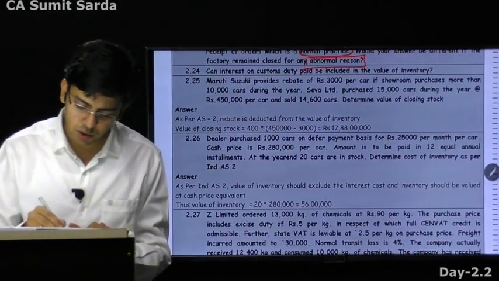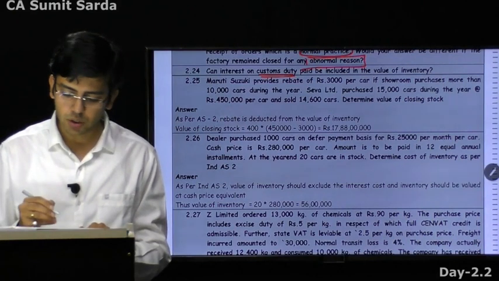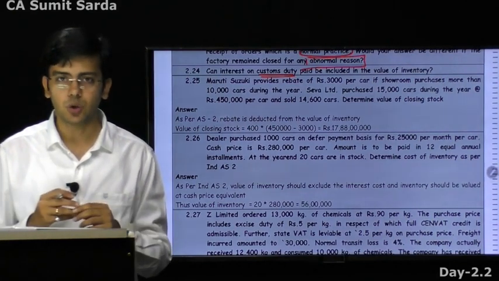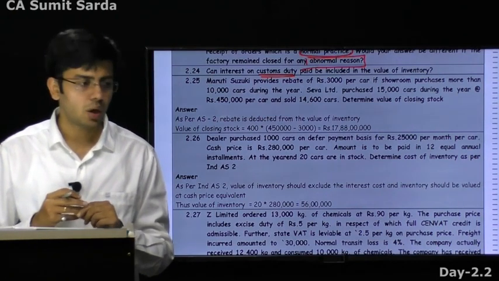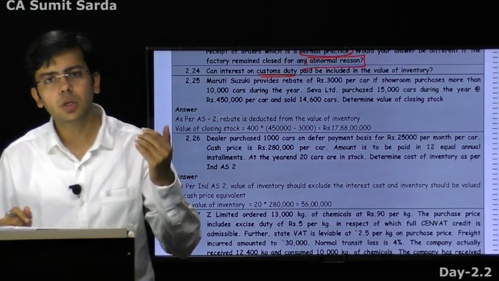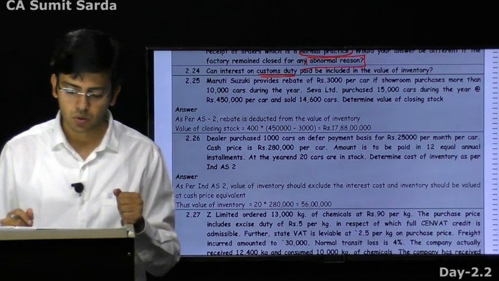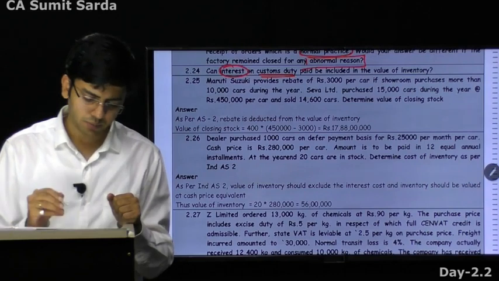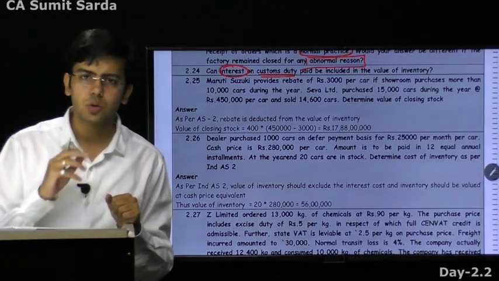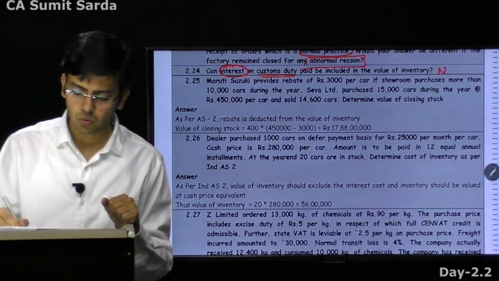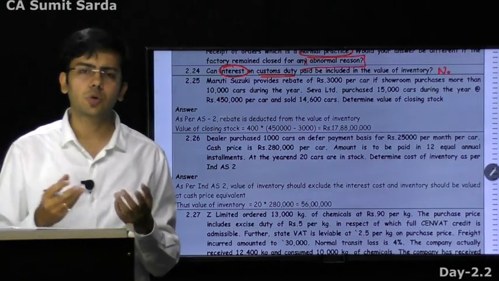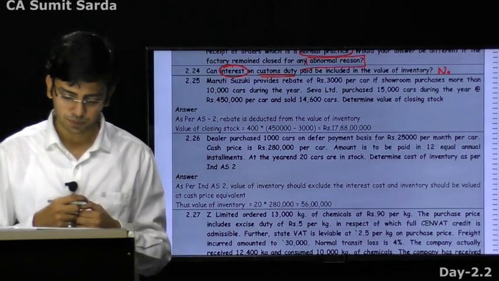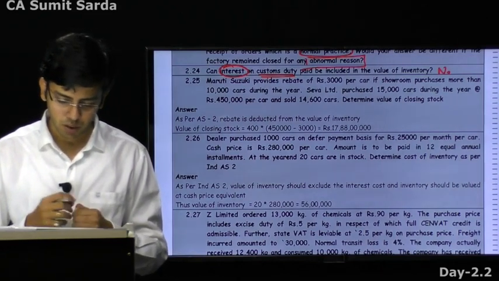Can interest on custom duty paid be included in the value of inventory? So there's an interest that is paid on custom duty. When do you pay the interest on custom duty? When custom duty has been paid on delayed basis. So can it be included in the cost of inventory? My friend, does inventory include interest cost? No. As per AS2, interest cost cannot be included in the cost of inventory. So we'll exclude it. We'll not consider it. Okay. So we'll move ahead.